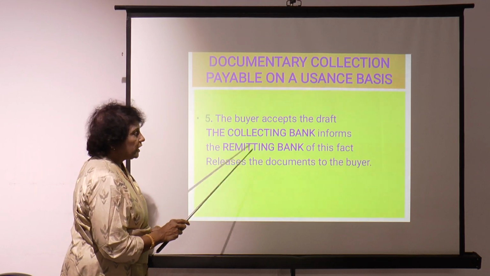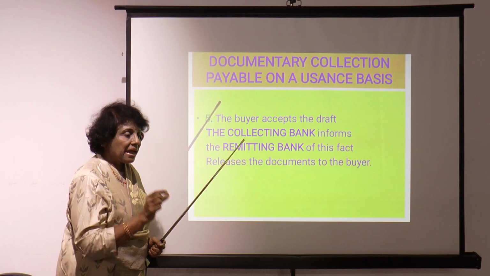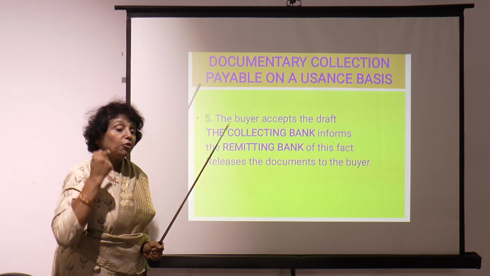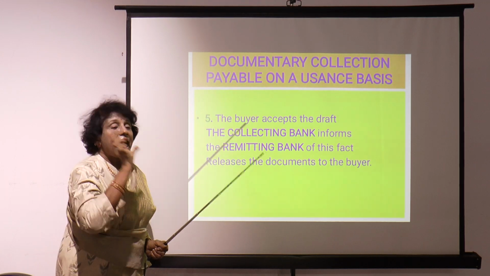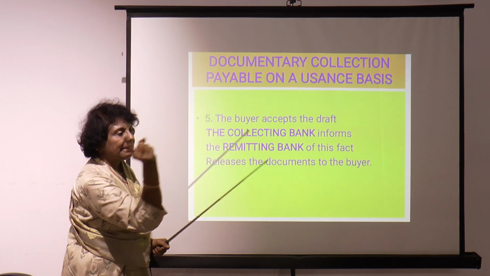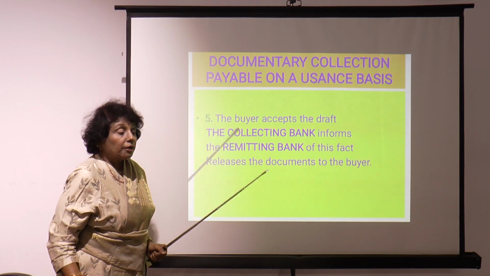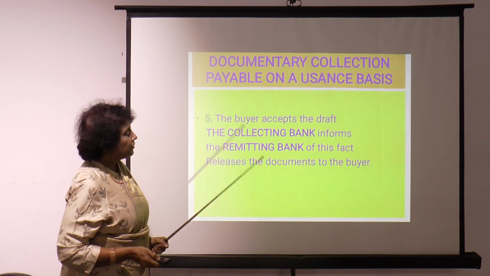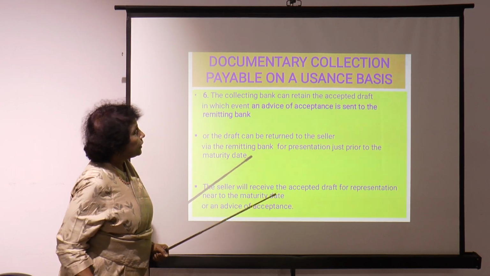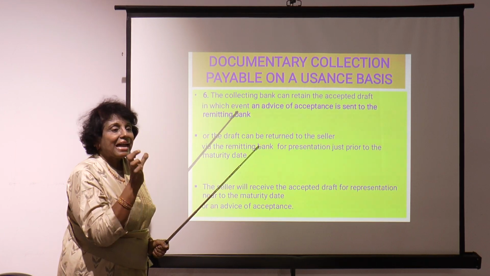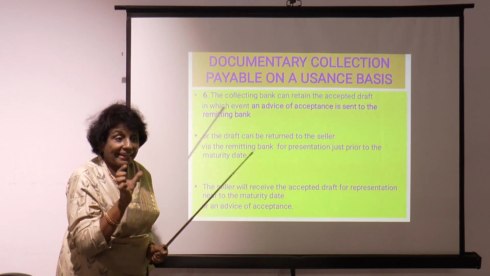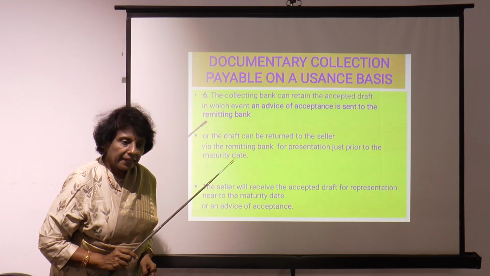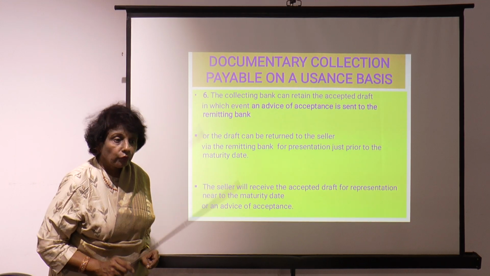The collecting bank will inform the remitting bank that the buyer has accepted the draft and has released the documents to the buyer. Because that is the reason for usance basis. The documents the buyer gets after he gives the acceptance to the collecting bank. Now the collecting bank will retain the accepted draft, and an advice of acceptance is sent to the remitting bank.